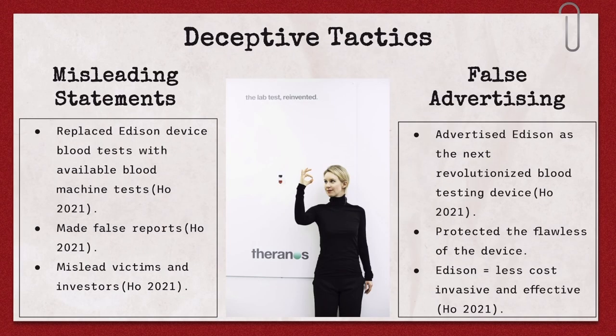To carry out her crime, Elizabeth used misleading statements, such as replacing the Edison device blood test with standard lab tests. She utilized the reports to then falsely advertise her device as the next big blood testing machine and fool investors and victims into trusting her device.